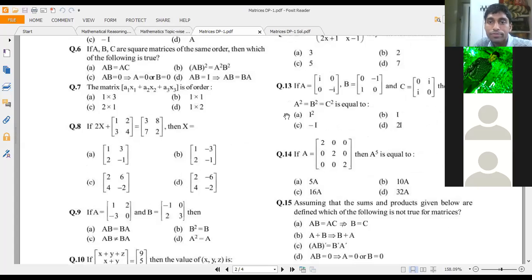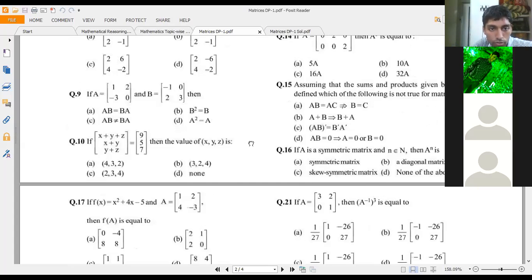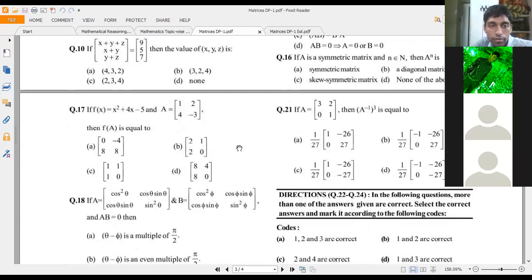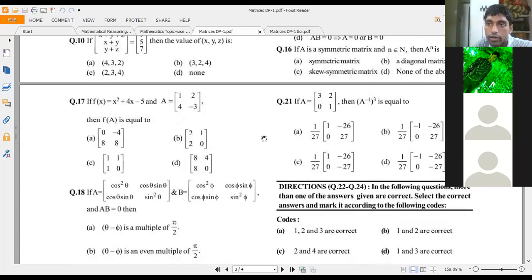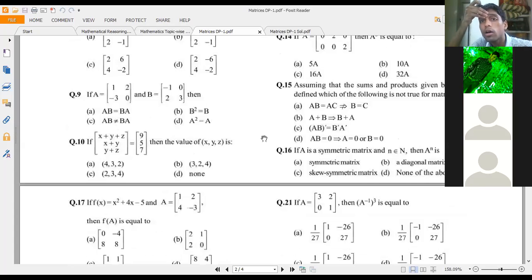Sir, question number 15. Assuming that the sum and product given below are defined, which of the following is not true for matrices? Which of the following is not true? This question and the sixth question, from there you can get the answer for this question. Yes, from the sixth question you can get the answer for this.